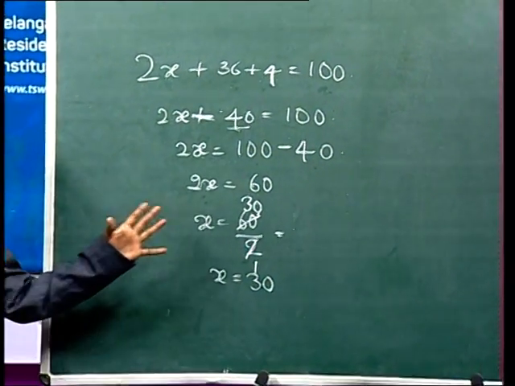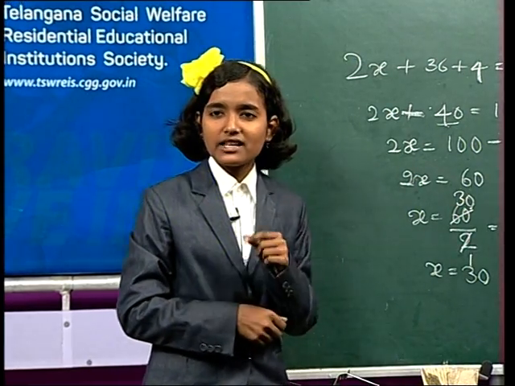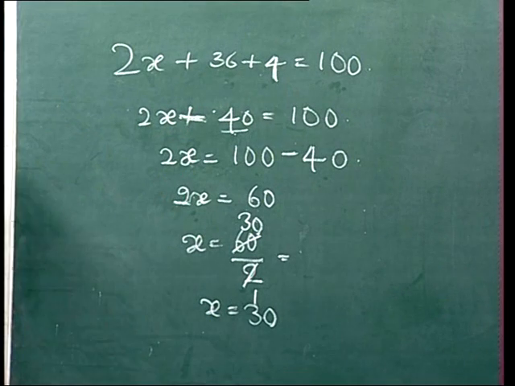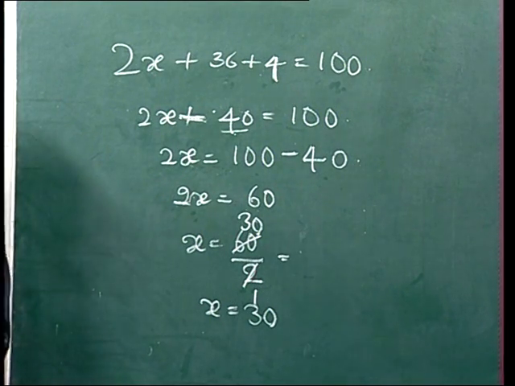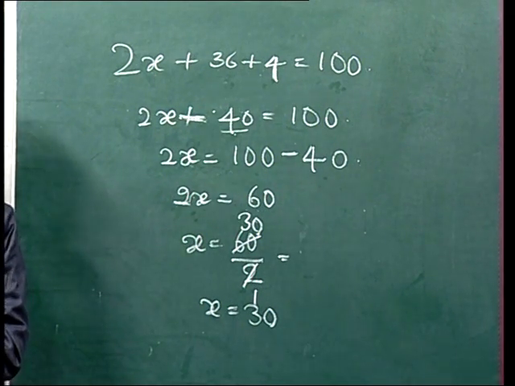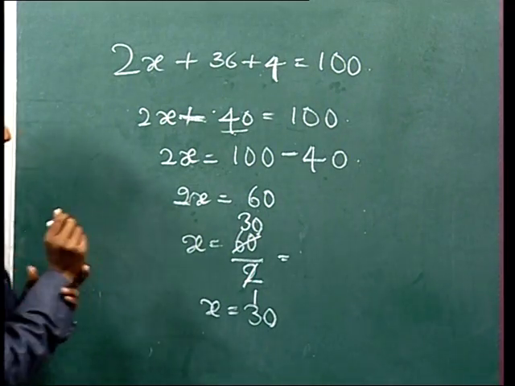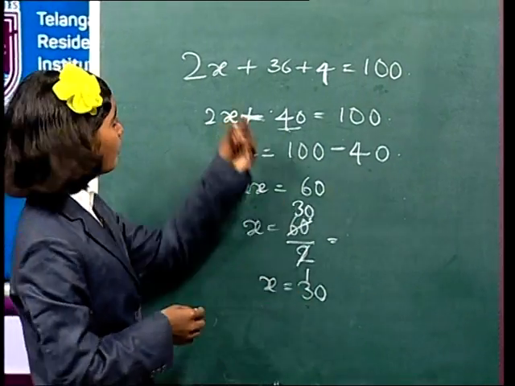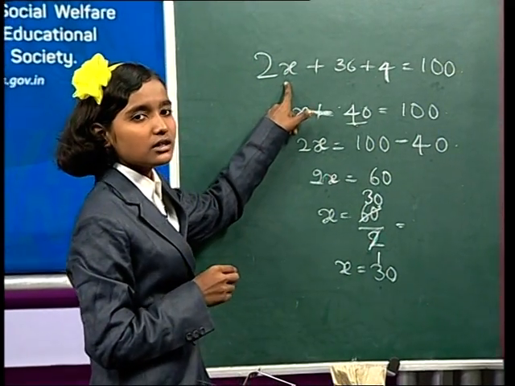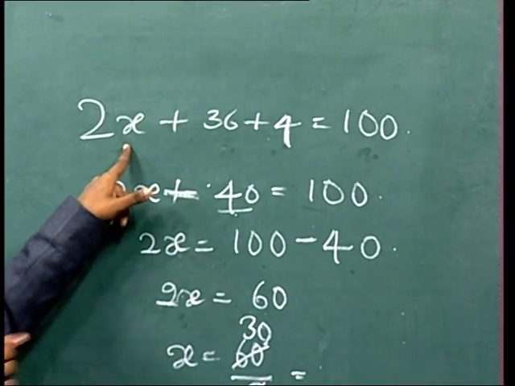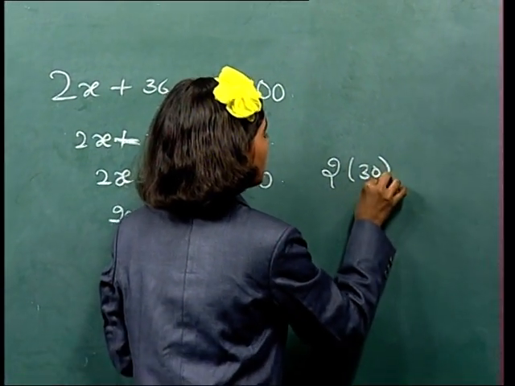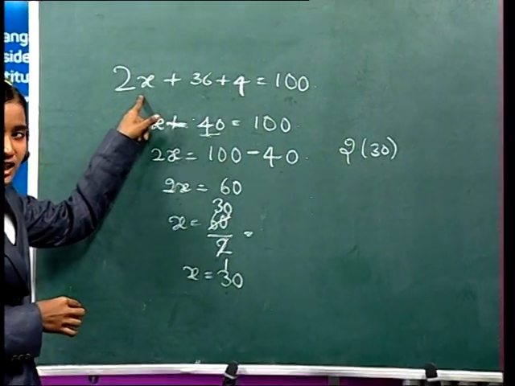We get the value of this equation. Friends, now we get the value of this equation. So is it correct or not? How can we identify if it is correct or not? Can we check? Okay. Here x equals 30. So what is the x value here? We don't know. So x equals 30. So that's why we have to substitute 30 for the x value.